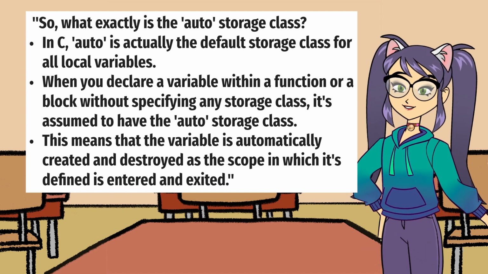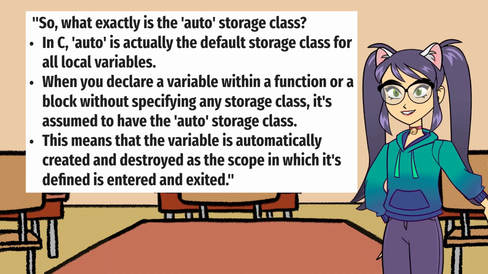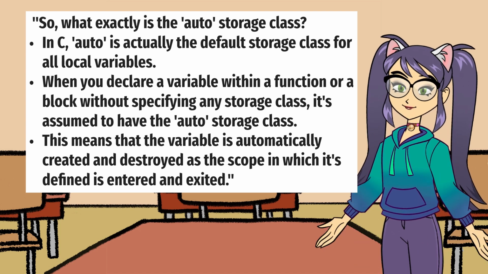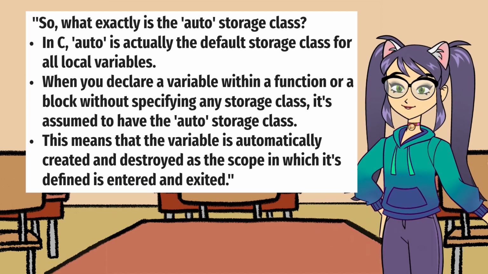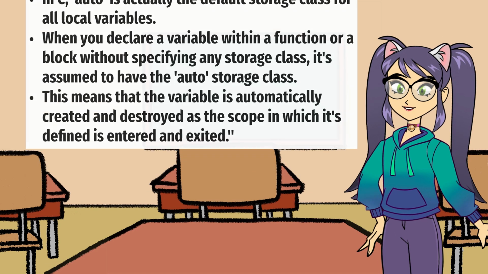Think of it like this. When a function is called, the variables declared with the auto storage class are created on the stack, and they exist only as long as the function is executing. Once the function's execution is complete, these variables are automatically destroyed.